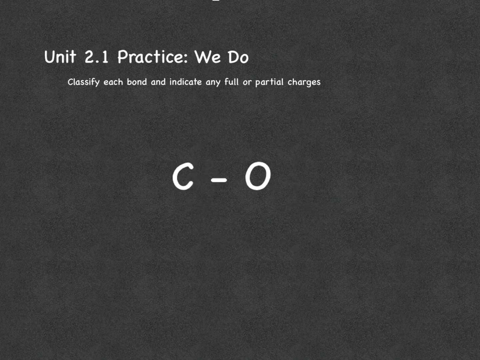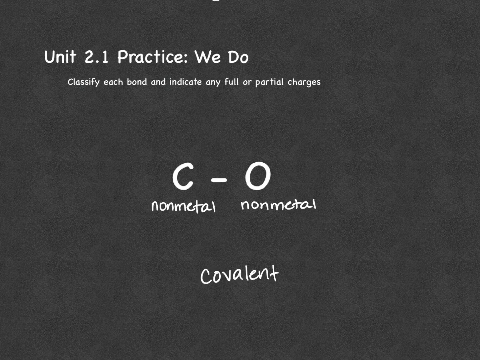So for this next compound, we have carbon bonded to oxygen. The very first thing we have to do is identify what kind of elements these are. Carbon and oxygen are both nonmetals, so we know this is a covalent bond. But we have to be a little more specific with our covalent bonds because they can either be polar or nonpolar. To determine whether this is a polar or nonpolar covalent bond, we have to look at the electronegativities of the elements.